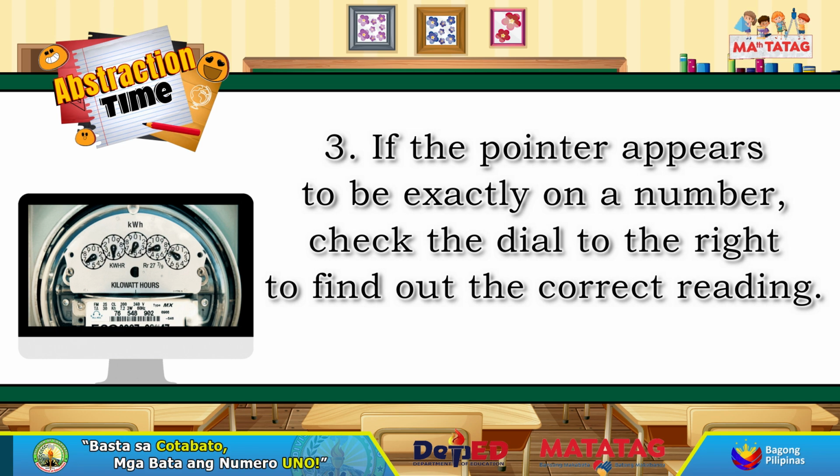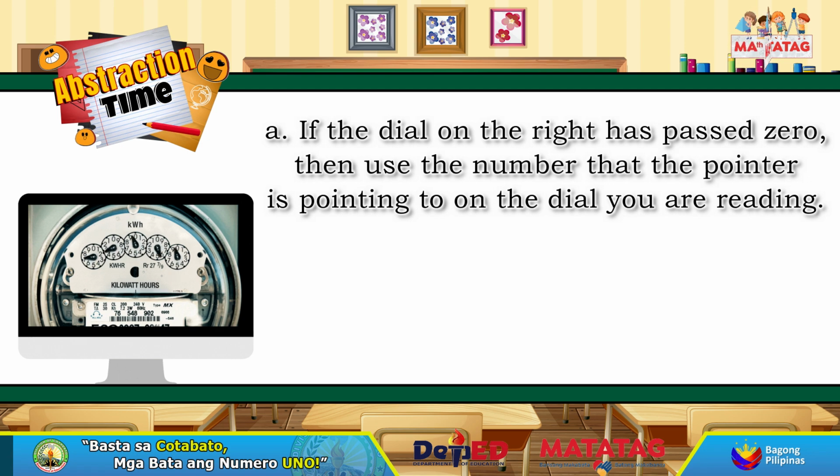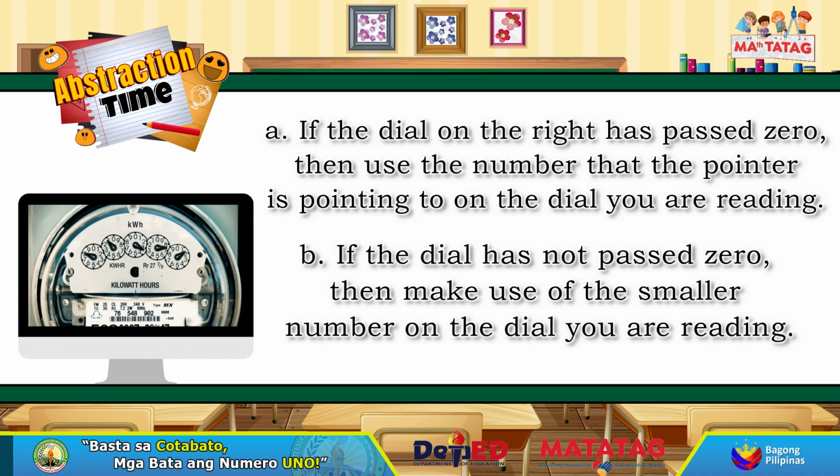If the pointer appears to be exactly on a number, check the dial to the right to find out the correct readings. If the dial on the right has passed 0, then use the number that the pointer is pointing to on the dial you are reading. If the dial has not passed 0, then make use of the smaller number on the dial you are reading.